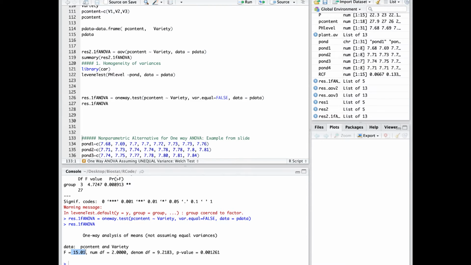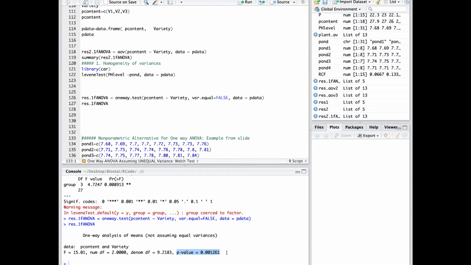And then what you get is the F value, 15.01. The degrees of freedom of the numerator is 2, and the degrees of freedom of the denominator is 9.2. So we get very close to what we got in the slide. And the p-value is 0.0012, which is also very similar to the value we got. So basically we reject the null hypothesis.